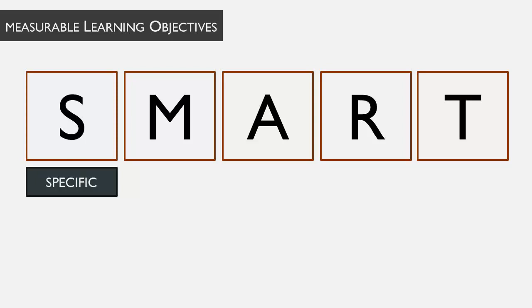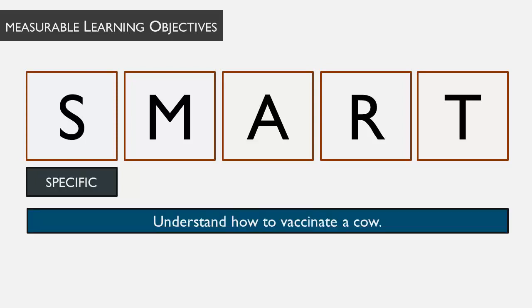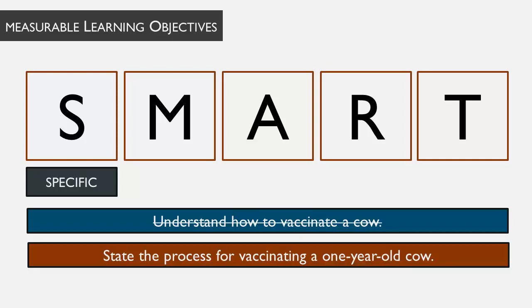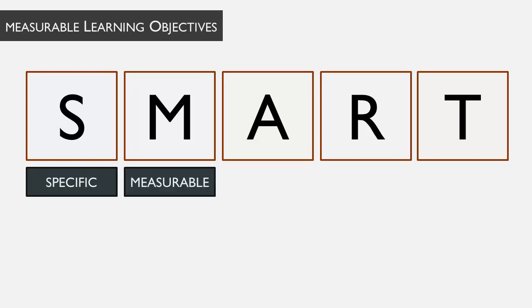First, a learning objective must be specific. This means that it should be very clear as to what is expected that the participant will be able to do at the end of the training. For example, an objective like "understand how to vaccinate a cow" is a very vague objective. A more specific objective might be "state the process for vaccinating a 1-year-old cow."